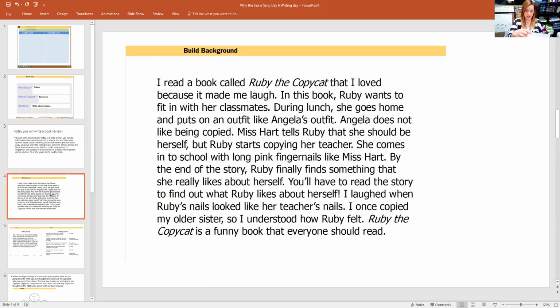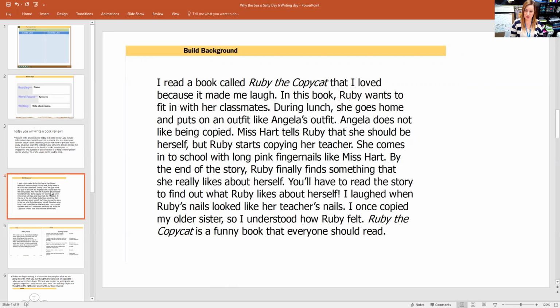All right, so here's an example of a book review. I read a book called Ruby the Copycat that I loved because it made me laugh. In this book, Ruby wants to fit in with her classmates. During lunch, she goes home and puts on an outfit like Angela's outfit. Angela does not like being copied. Miss Hart tells Ruby that she should be herself, but Ruby starts copying her teacher. She comes in school with long pink fingernails like Miss Hart. By the end of the story, Ruby finally finds something that she really likes about herself. You'll have to read the story to find out what Ruby likes about herself.